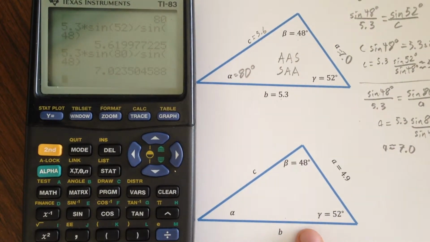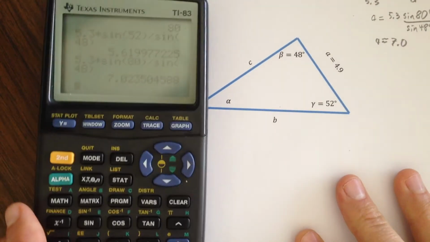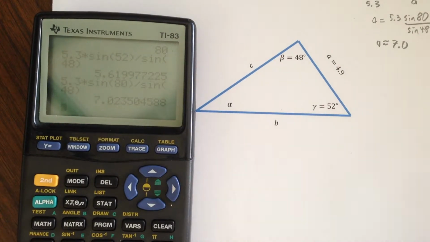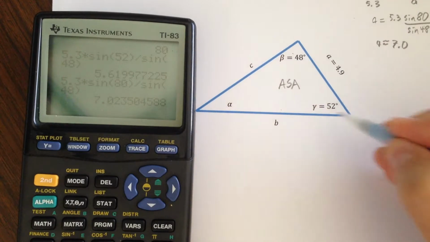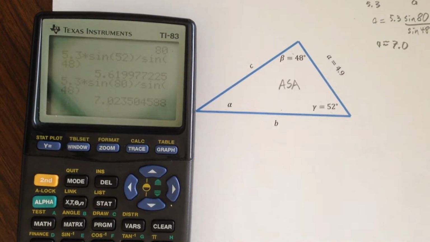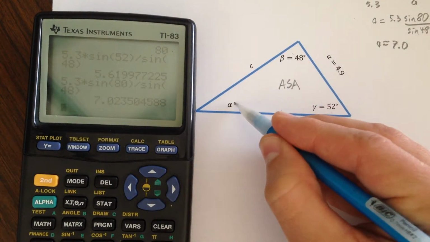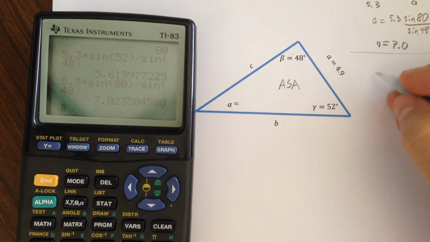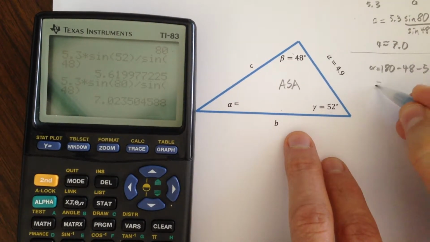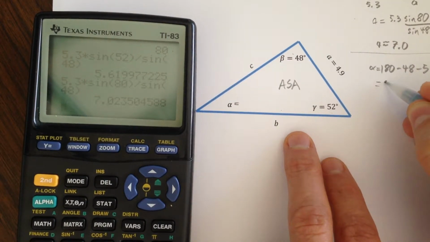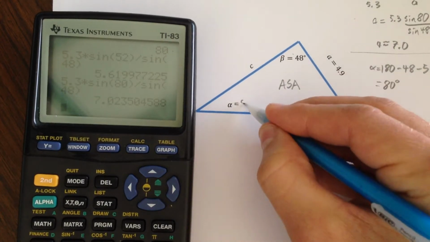Now notice this triangle has a slightly different setup. In this triangle we have angle, side, angle. Or if you want to go counterclockwise, angle, side, angle as well. Again, if you have two angles, I'm going to go for the next angle first. So alpha equals 180 minus 48 minus 52. I've cheated a little bit and given myself the same calculation as above. Shockingly, that comes out to 80 degrees.